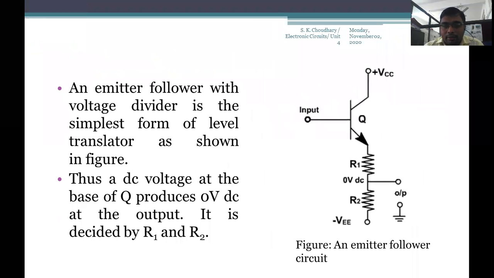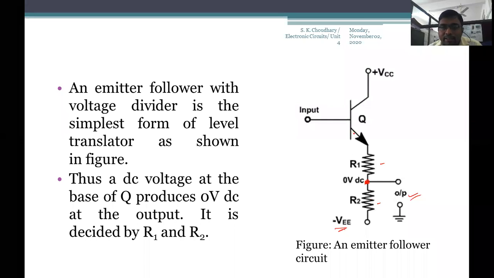So now see, this is the most basic structure of the level translator, that is nothing but an emitter follower circuit with a voltage divider network. It is the simplest form of the level translator. At the emitter terminal, we have used a voltage divider network by connecting two resistors R1 and R2, and at the other end we have the negative power supply, and we take the output in between R1 and R2. Whatever the voltage across R2, that is the output of this level translator.